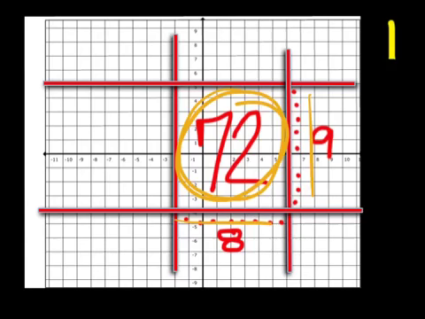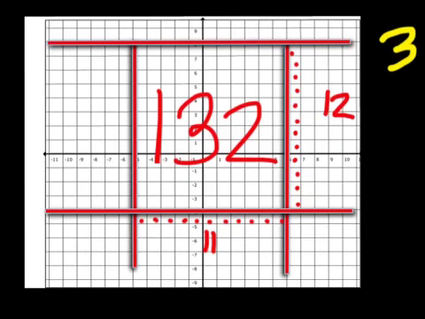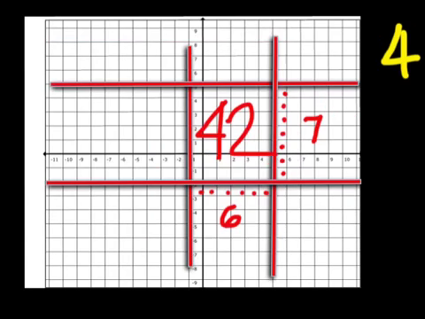Area of a box is length times width. This one is 72. This one turned out to be 180. This one is 132. And this one is 42.